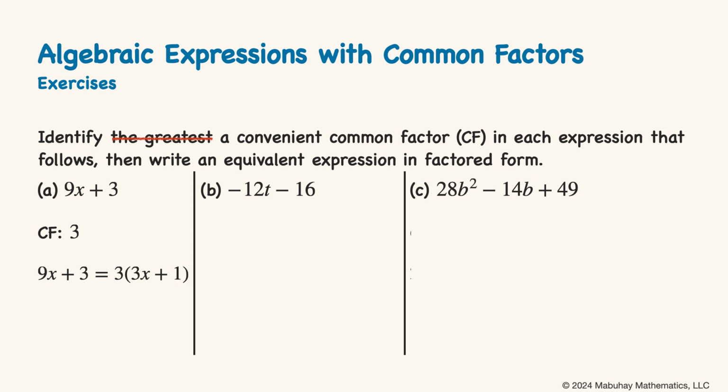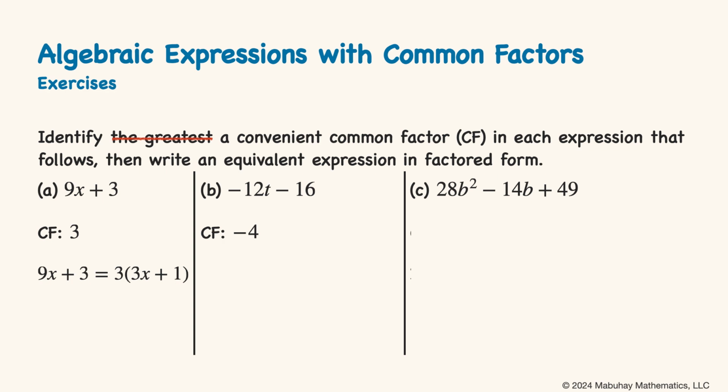Okay, part B, negative 12t minus 16. I'll point out right away, we don't see t appearing in both terms, only the first one, so t is not a common factor. Looking at the 12 and the 16, 4 is a common factor of those two numbers. In fact, it's the greatest common factor, but it might not be the most convenient, because in this case, we also see both terms have a minus sign in front. Both terms have a negative coefficient. And so it's typically convenient to take the negative 1 out with the 4.